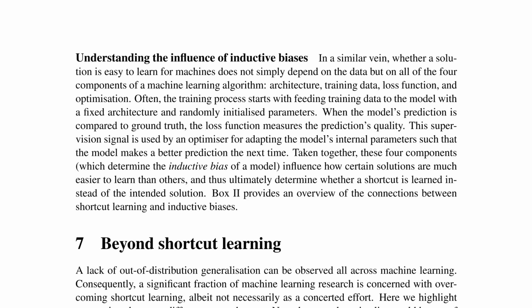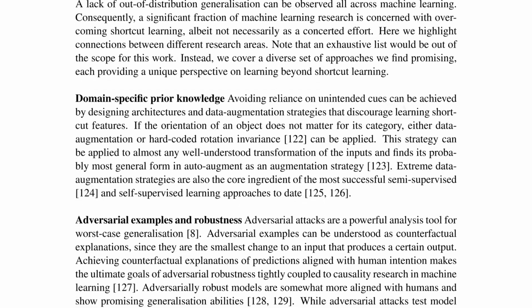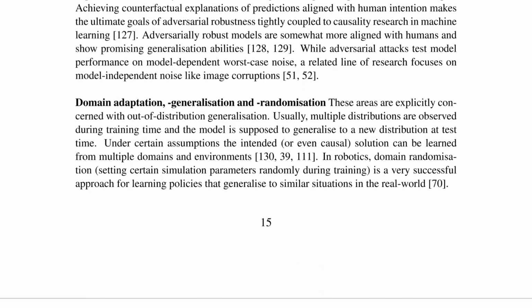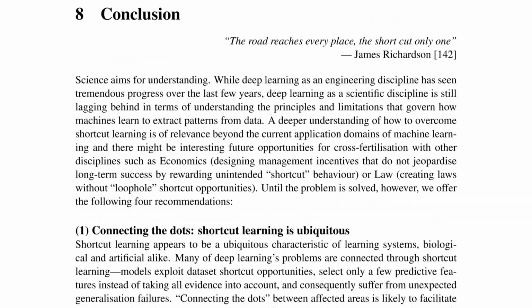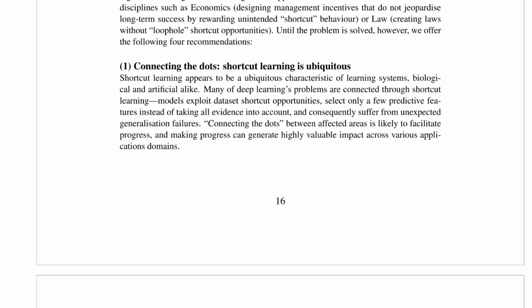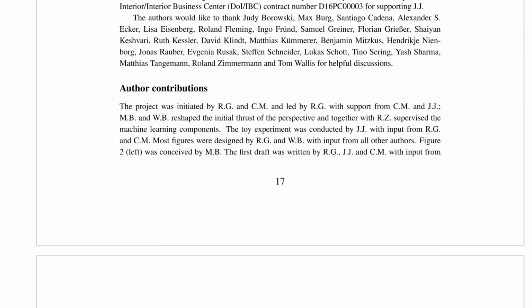And also the inductive biases. As I said, we are humans, we have some inductive biases, and the neural networks don't have them. We need to take this into account. But the solution is to make training data sets that take this into account. They say, beyond shortcut learning, this is kind of an outlook, and then a conclusion where they remind us of the main points.